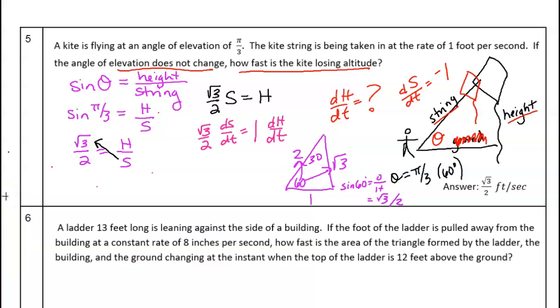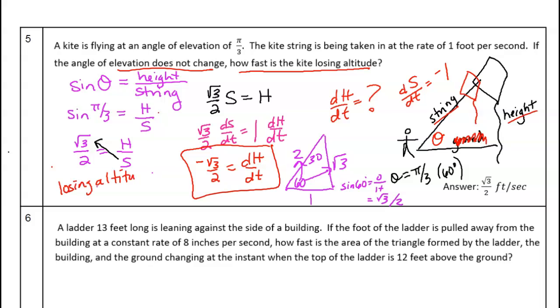Well, we know ds/dt is -1, so negative √3 over 2, and we don't know dh/dt, but that's what we want. And so this should make sense. Our height of the kite is getting smaller, so that's why dh/dt was negative. Okay, so our kite is losing altitude. So losing altitude, if you had to explain this on a free response, at √3 over 2 feet per second.